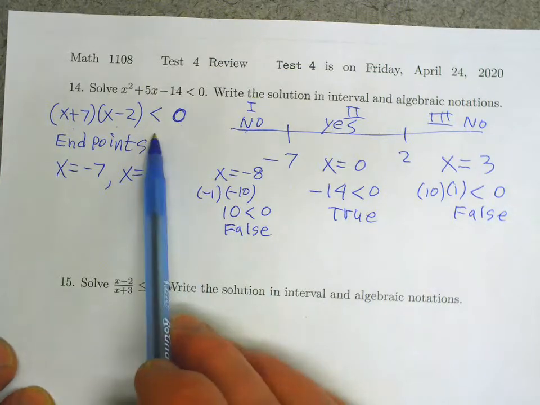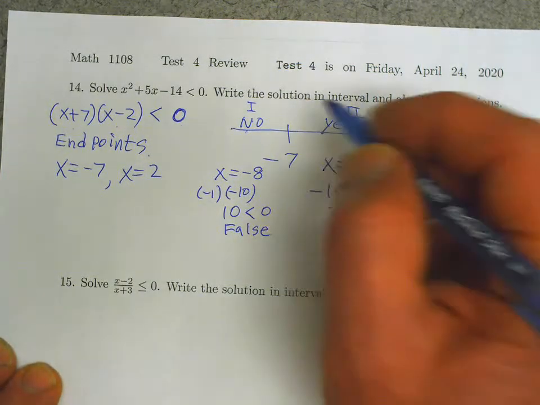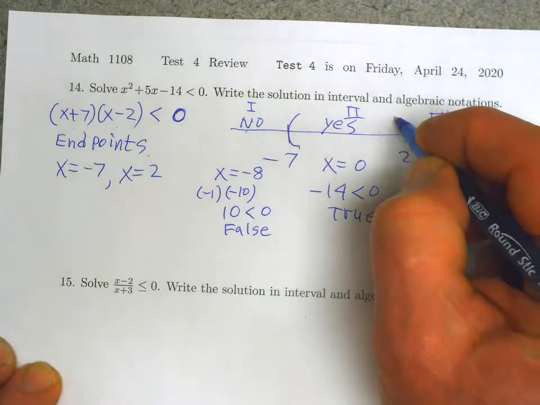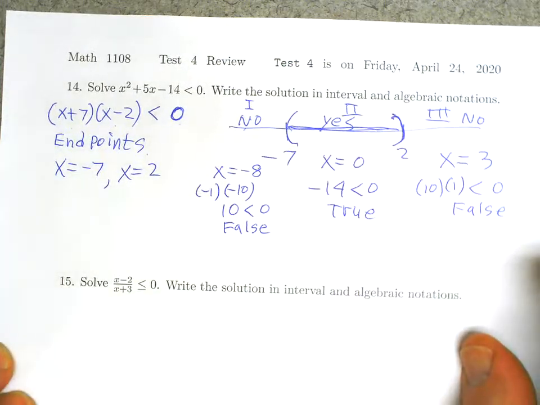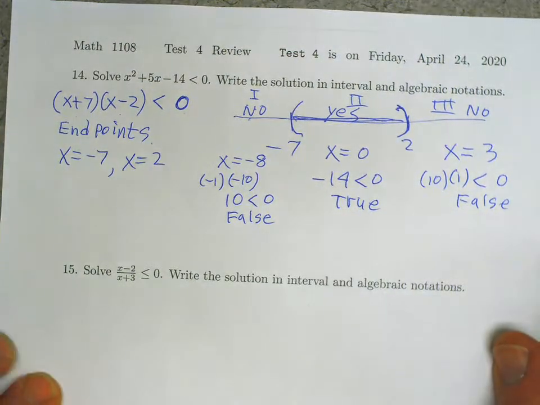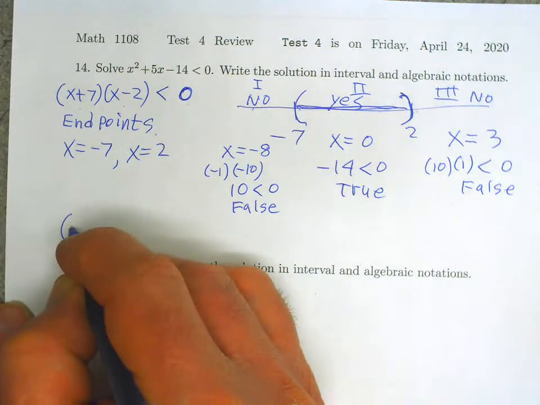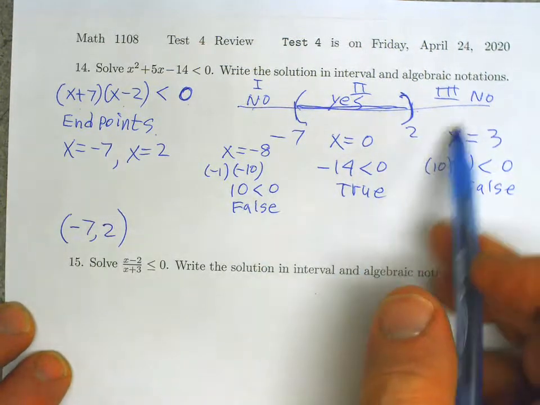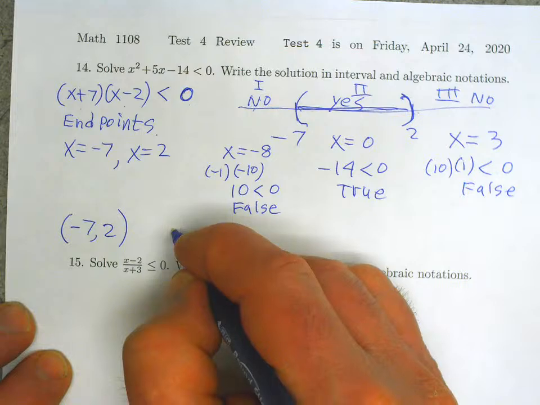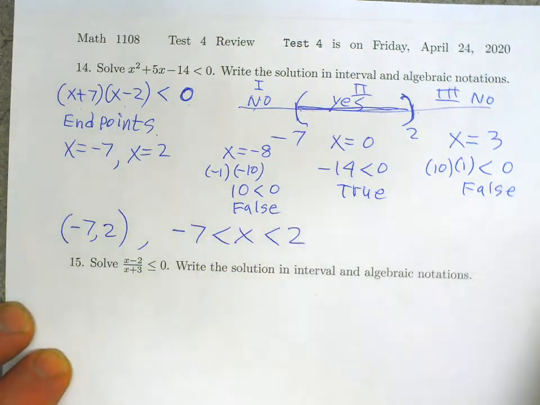And since the inequality is just less than, it's not less than or equal, the endpoints are excluded. So graphically, we would put a parenthesis at each of the endpoints. And then the interval notation for this is parenthesis -7 comma 2 parenthesis. And the algebraic notation is -7 less than x, which is less than 2.